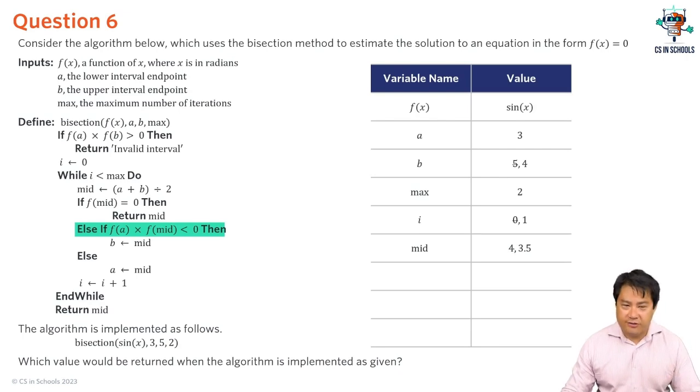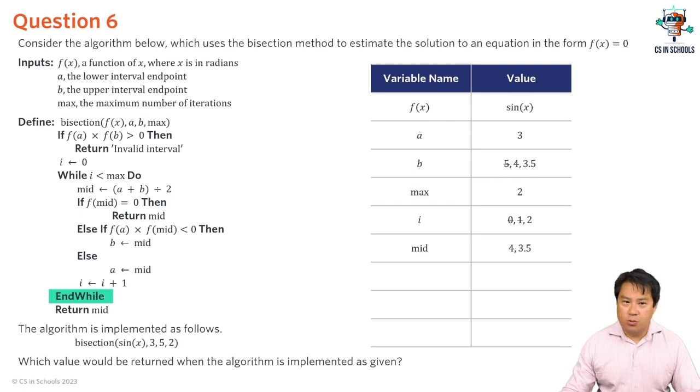F of a by f of mid. That turns out to be negative 0.049. Is that less than 0? Yes, it is less than 0. So we go into the if statement there, which updates b once again. So it takes mid, which is 3.5, puts it into b. So b is now changing from 4 to 3.5. We jump to the end of the if block where we increase I by 1 again. So I now goes from 1 to 2.